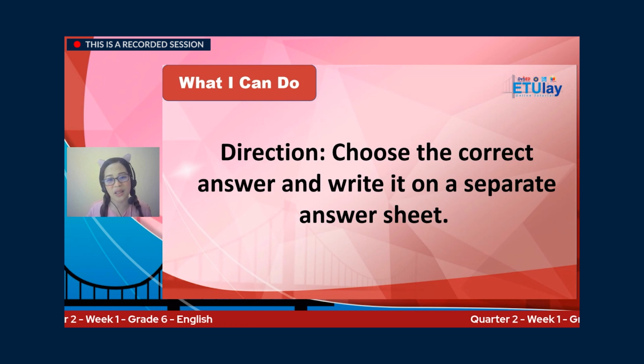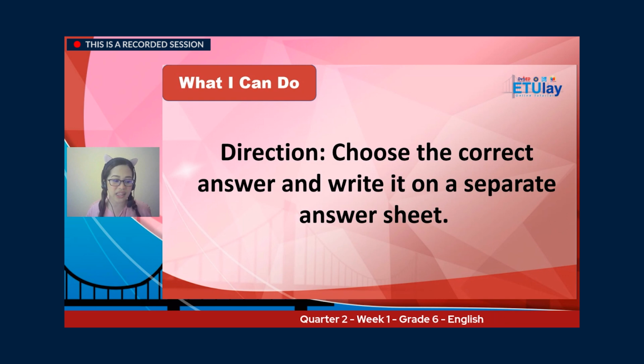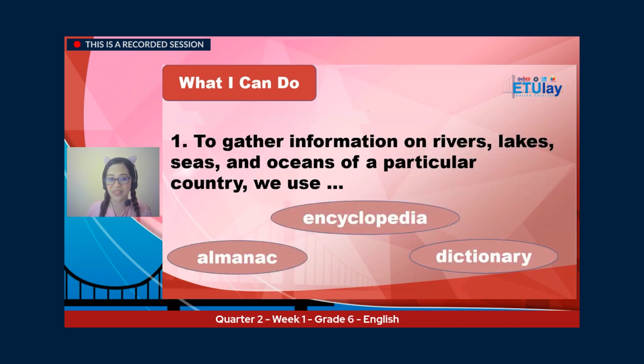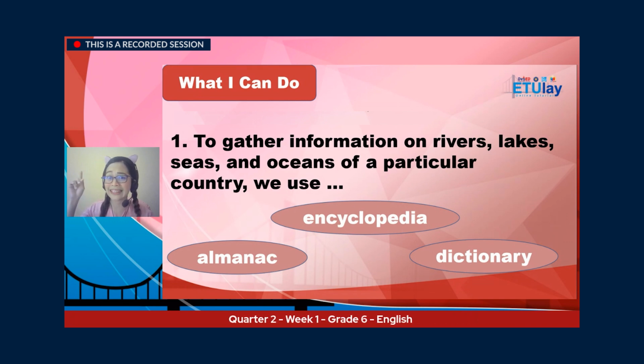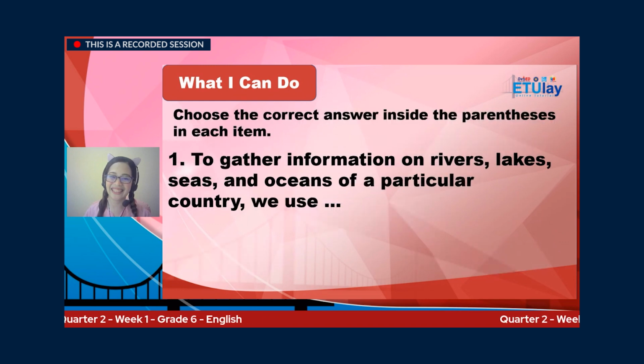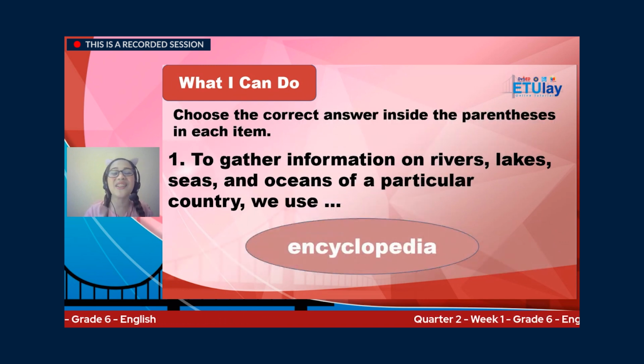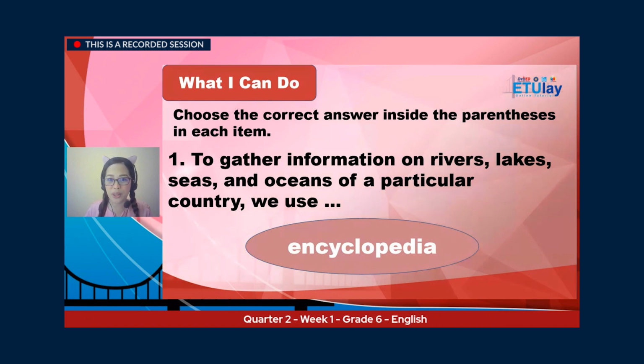So here is the direction, learners. Choose the correct answer and write it on a separate answer sheet. For number 1, to gather information on rivers, lakes, seas, and oceans of a particular country, what do we use? We use encyclopedia. Great! How about for number 2?